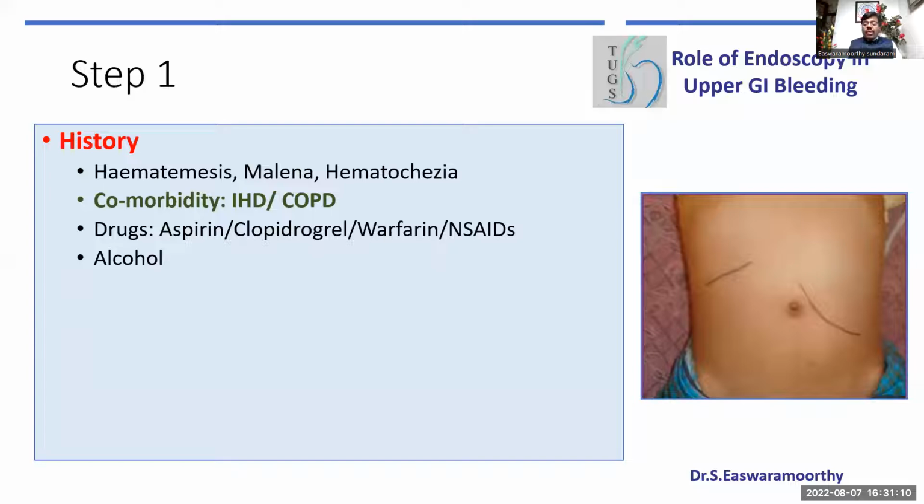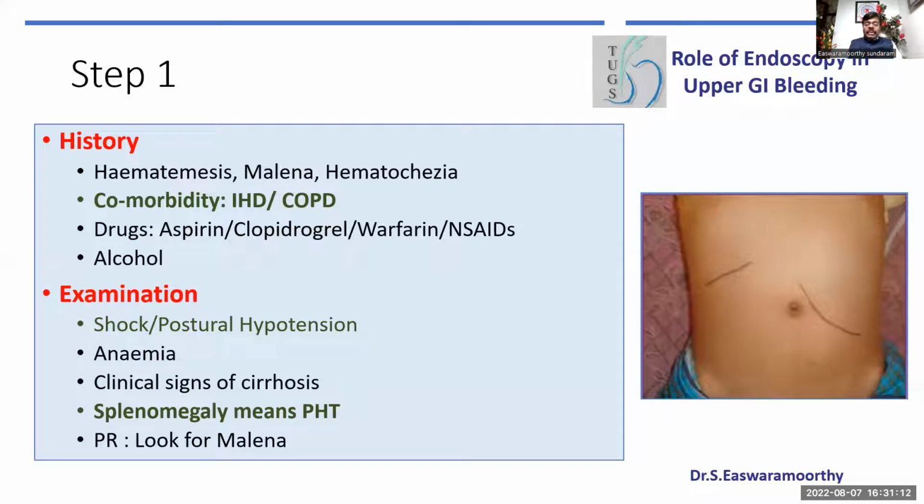Get the history comprehensively. Then examine them head to foot, especially look at the blood pressure, see how bad the anemia is, and especially in our country in particular, thanks to alcohol being available so widely, rampantly, we have variceal bleeding as a very important situation, beginning as an emergency. I would say probably 40% of my caseload is variceal bleeding.